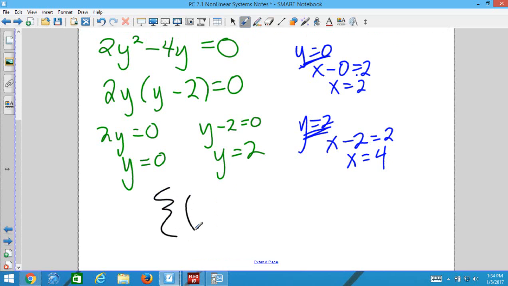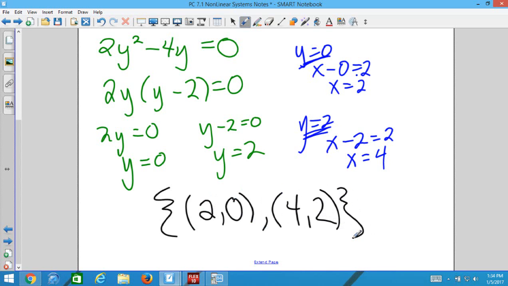So my ordered pairs are, ooh, good job. (2, 0) and (4, 2). Make sure you put them in order x, y. Don't just put the y first because we found it first. Make sure you put x, y. Pretty easy stuff, right?